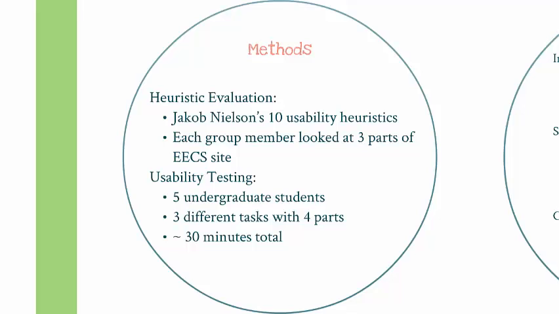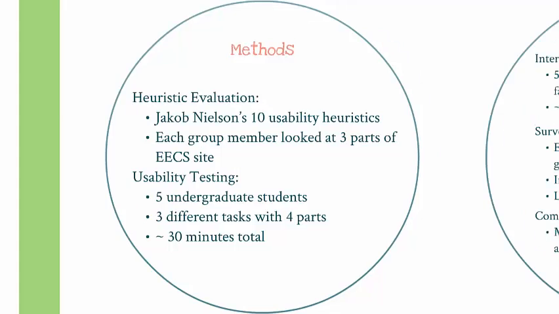For the usability test, we brought in 5 undergraduate students who have approximately the same computer skills as the average EECS website user. We had each student complete 3 tasks with about 4 parts to each task. Each student took around 30 minutes to complete a pre-test questionnaire, usability test, post-test questionnaire, and a debriefing session.